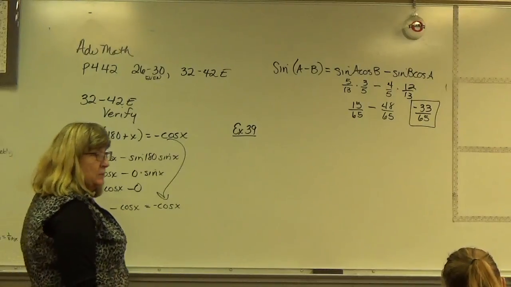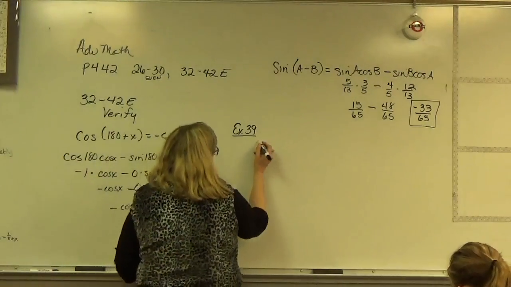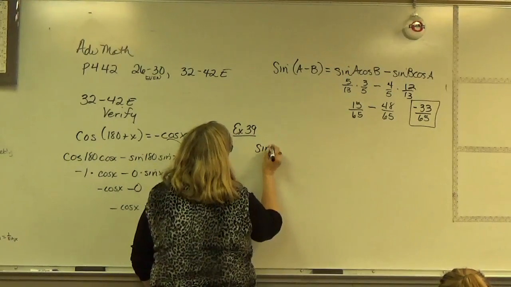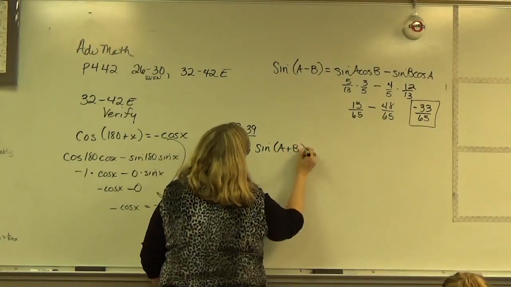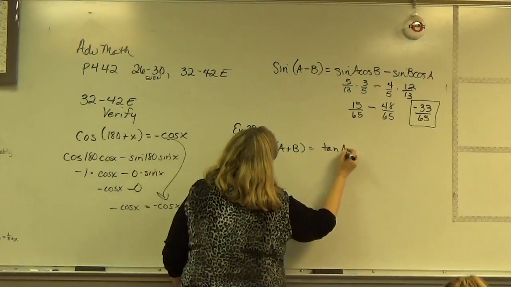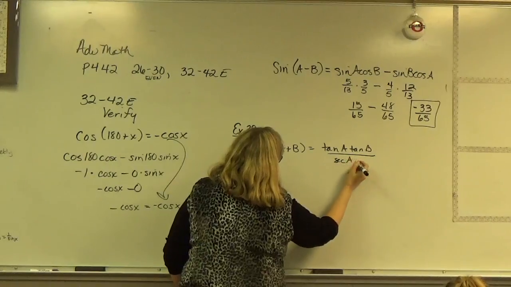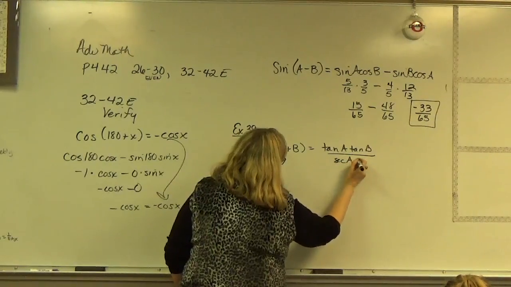So somebody read what it says to me. 39. Yes, sir. The sine of A plus B is equal to tan A plus tan B over secant of A times secant of B.